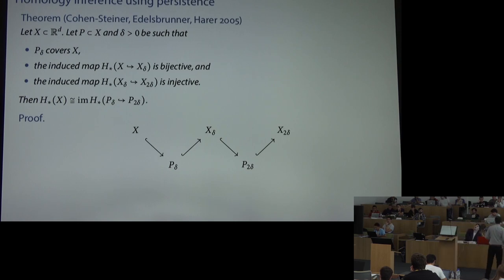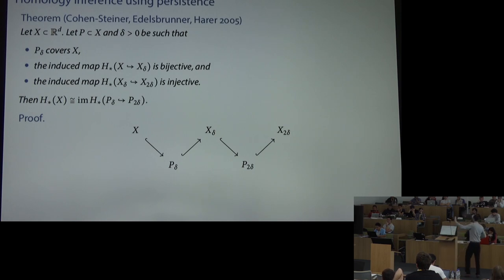Because all I need to do is collect the assumptions I made in a diagram and show you what happens. This diagram exists because of my assumption that P delta covers X, and P itself is a subspace of X. So P delta covers X means X is included in the delta thickening of P. And if P is a subspace of X, then the delta thickening of P is included in the delta thickening of X. That gives you the second map here, and so on. So the fact that we have these four inclusion maps is just rephrasing our assumptions.